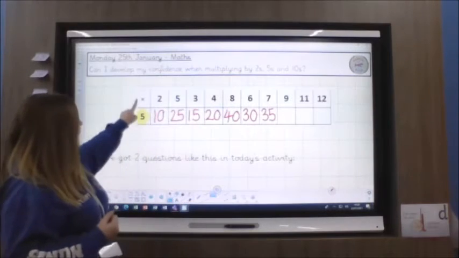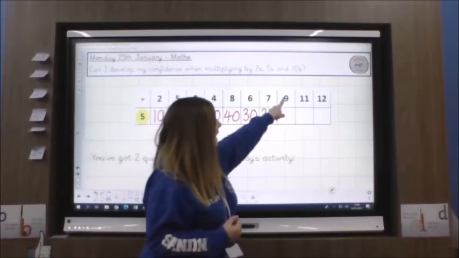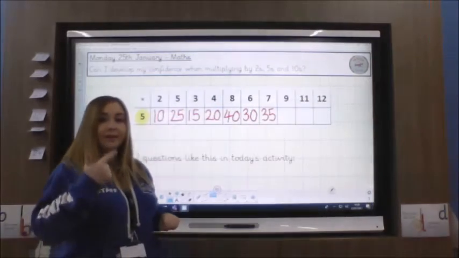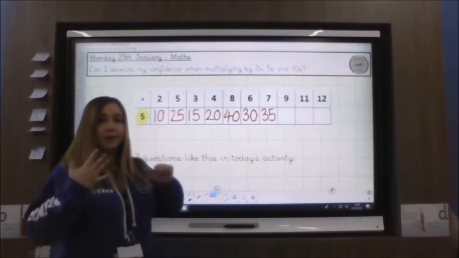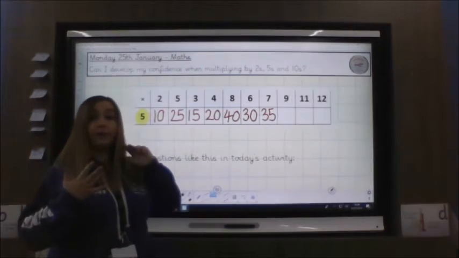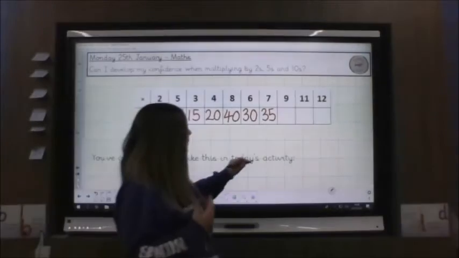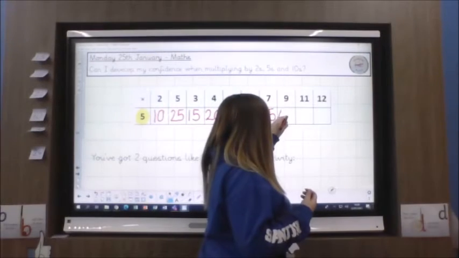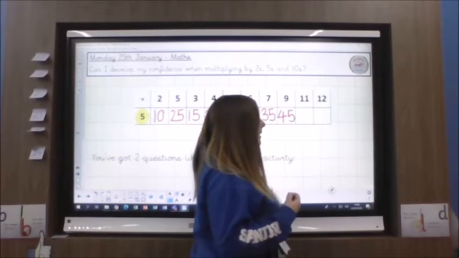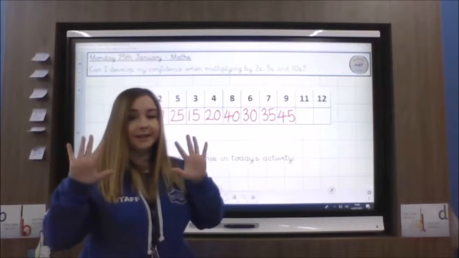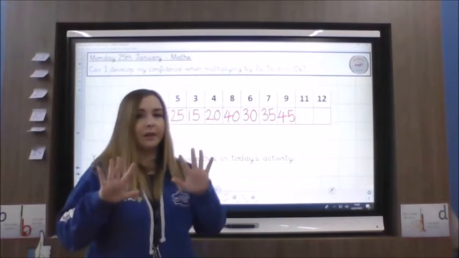Okay, 5 multiplied by 9. 5, 10, 15, 20, 25, 30, 35, 40, 45. Now for these last two, I haven't got enough fingers. I don't have 11 or 12 fingers.